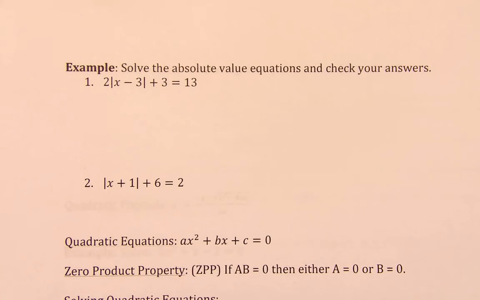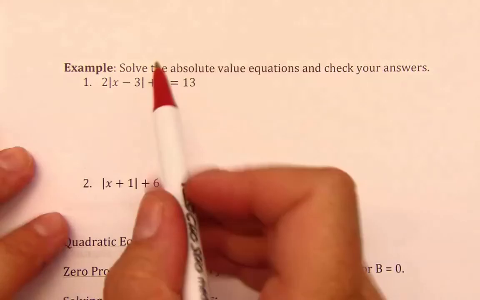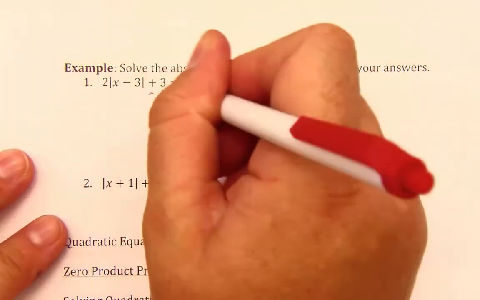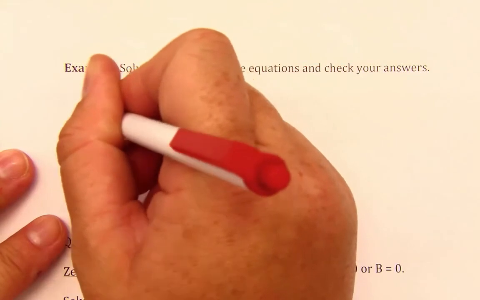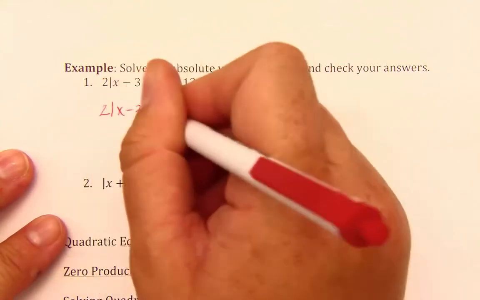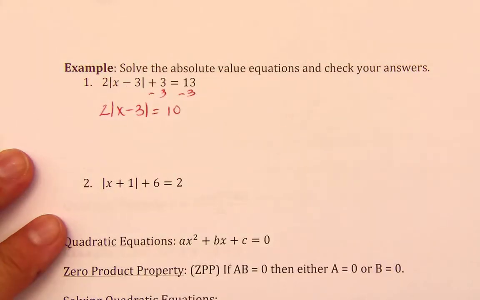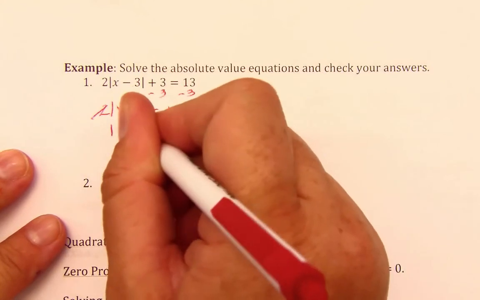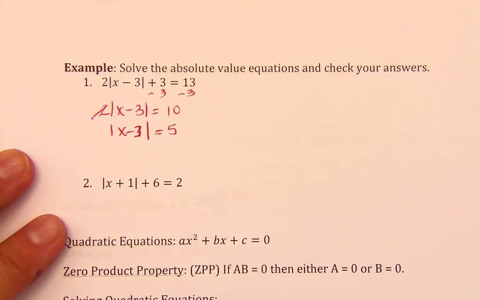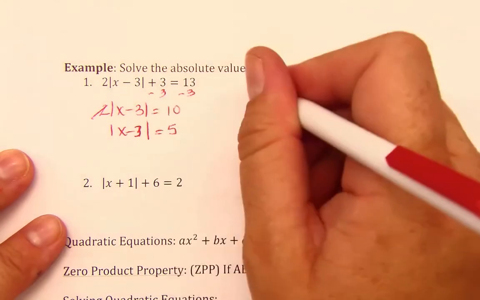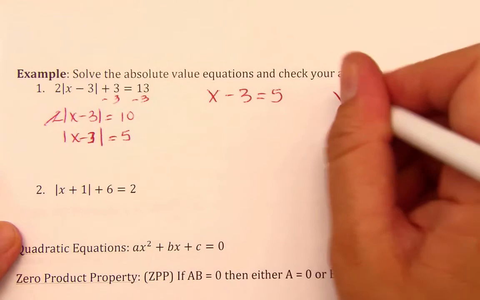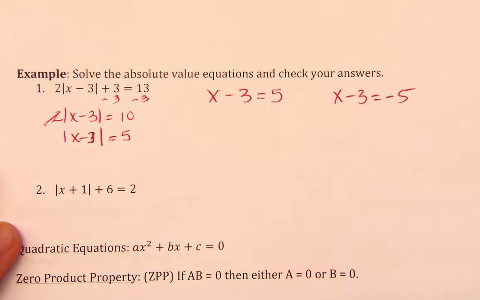Here we have solve the absolute value equations and check your answers. And right now my absolute value is not by itself, so that's what I want to do first. I can subtract 3, and then I have 2 times the absolute value of x minus 3 equals 10. And dividing both sides by 2, I end up with the absolute value of x minus 3 equals 5. Now my absolute value is by itself, so I want to write two equations. So I'm going to have x minus 3 equals 5, and I'm going to have x minus 3 equals -5.